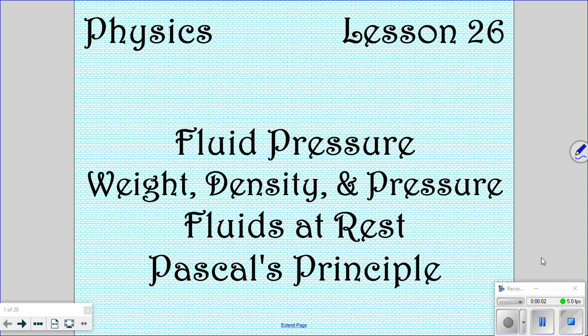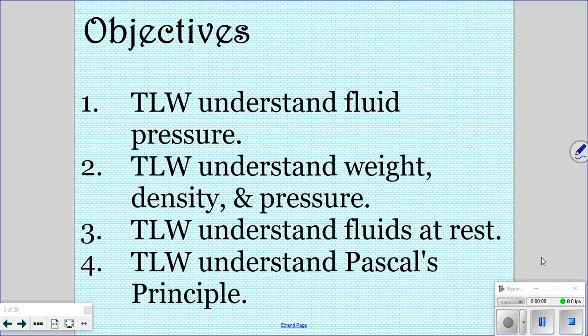All right, so today we're looking at lesson 26. We're going to look at fluid pressure, weight, density, and pressure, fluids at rest, and Pascal's principle. So hopefully after this lesson you'll understand fluid pressure, weight, density, and pressure, fluids at rest, and Pascal's principle.